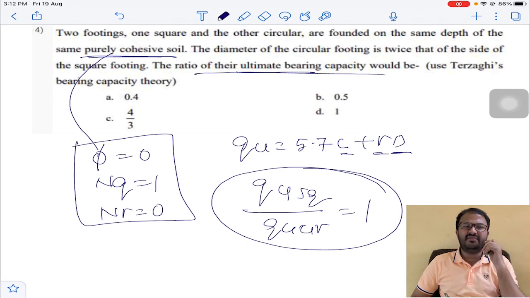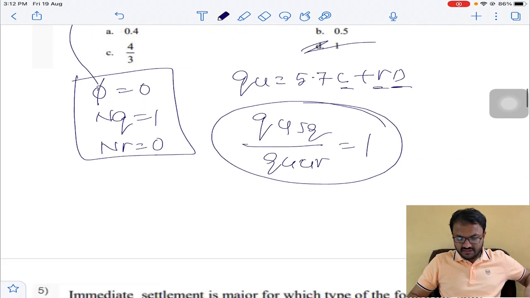He has given some different dimensions. That is, the diameter is twice the size of the plate in the square. So irrespective of the size of the plate, the ultimate bearing capacity will be the same. Okay. So now option D for question number 4. Next question.